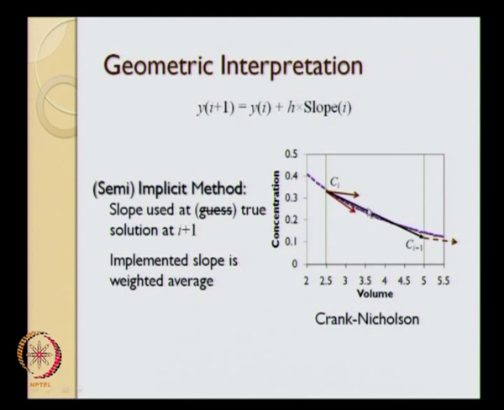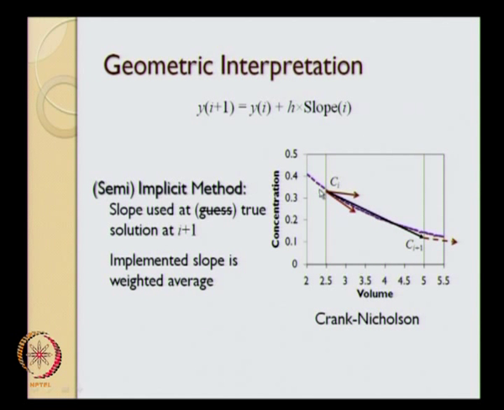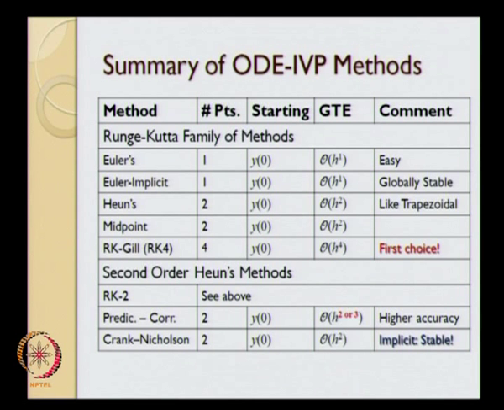So, this actual slope in the Crank-Nicolson method is the weighted average of the slope computed at Vi and the actual slope computed at Vi plus 1. Okay. Being an implicit method, it is a globally stable method. So, this is all we covered in the Runge-Kutta family of methods, and let us talk about the summary of all these methods. What I am showing over here is the method, the number of points between i and i plus 1 that is used, whether it is self starting or not, the global truncation error and general comments.